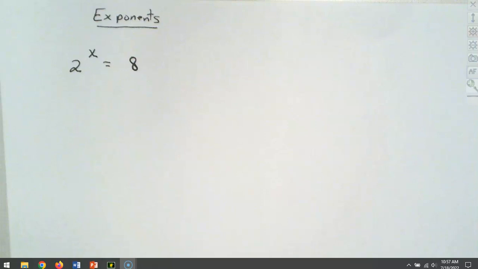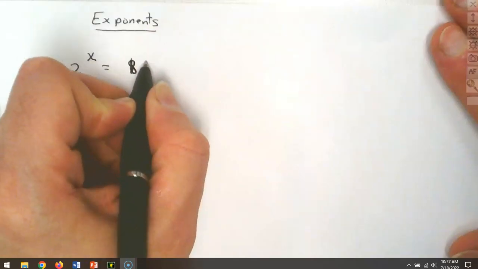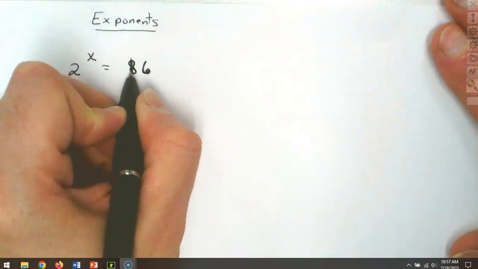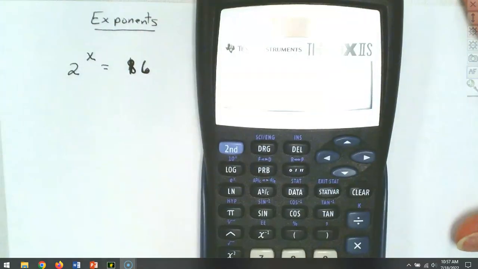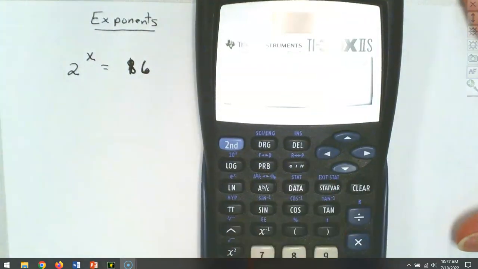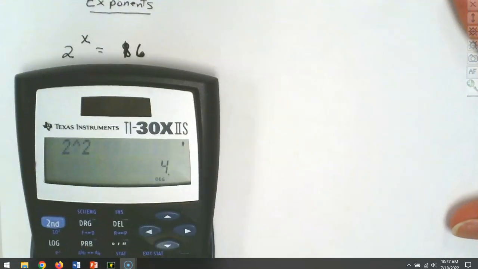Well, 2, when we square it, what's 2 squared? Actually, let's make that 16 so it comes out right. Sorry about that. Make that 16. I did it wrong in my head. Okay, well, 2 squared, what's 2 squared? 2 squared is 4, right? So we can see it. What about 2 cubed?